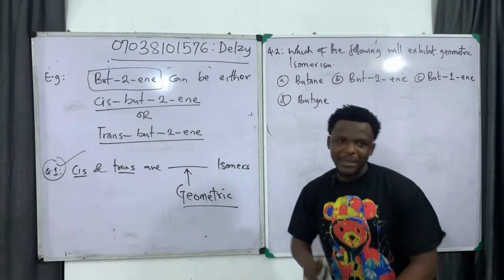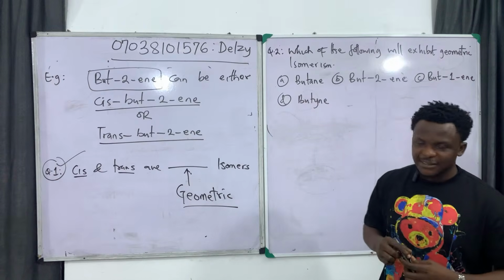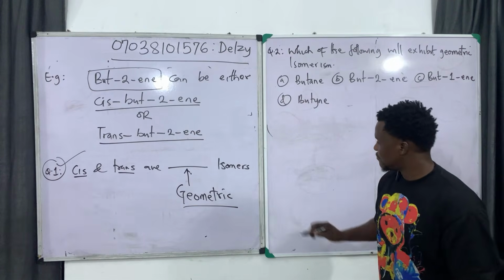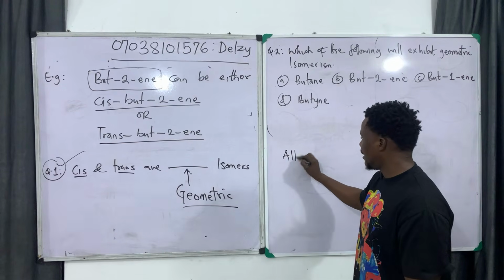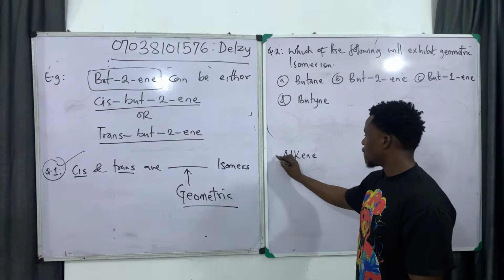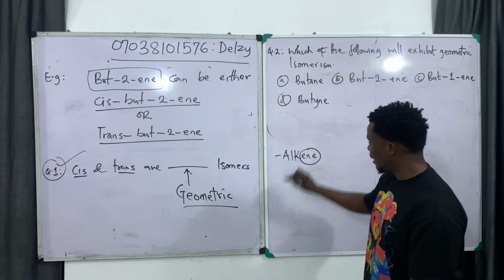Now, class, let me guide you properly. I want to cross out the wrong answers. Remember I said, for any compound to exhibit geometric isomerism, it must be an alkene. That was rule number 1. That is, it must be an alkene.